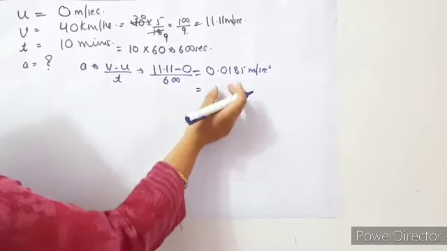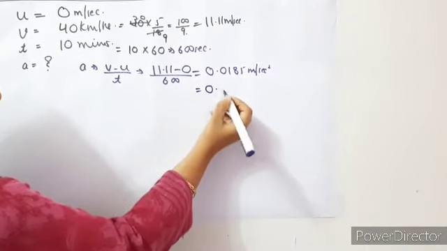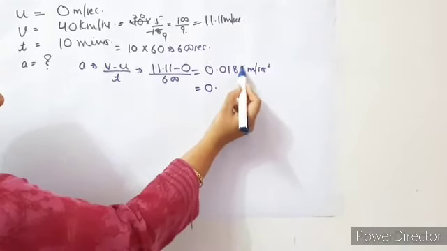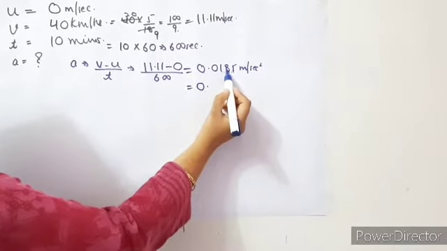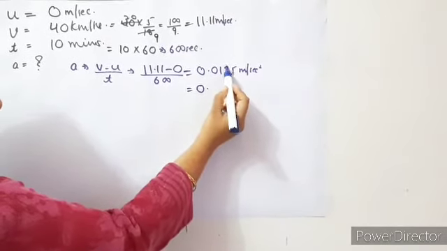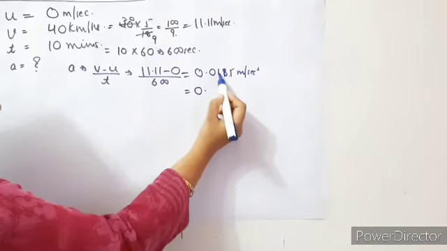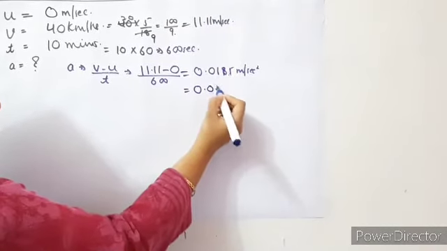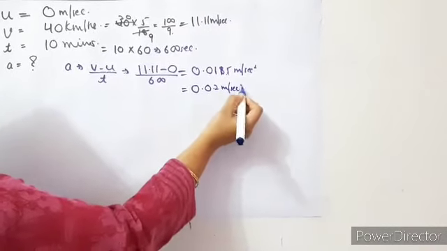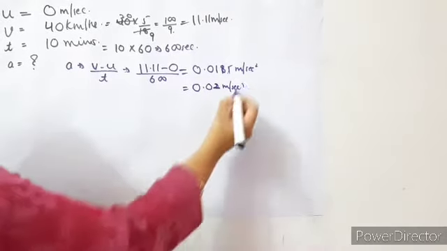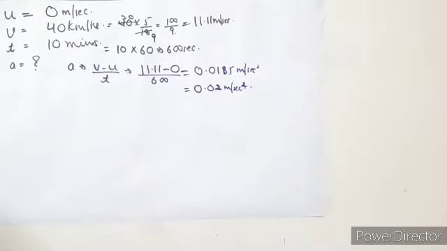Now we can write it to 2 digits after decimal. So it is 5, and next is 8. Now 8 is greater than 5, so we are going to round this up and add 1 to this term. So it will be 0.02 meter per second square. So it is 0.02 meter per second square, your acceleration.